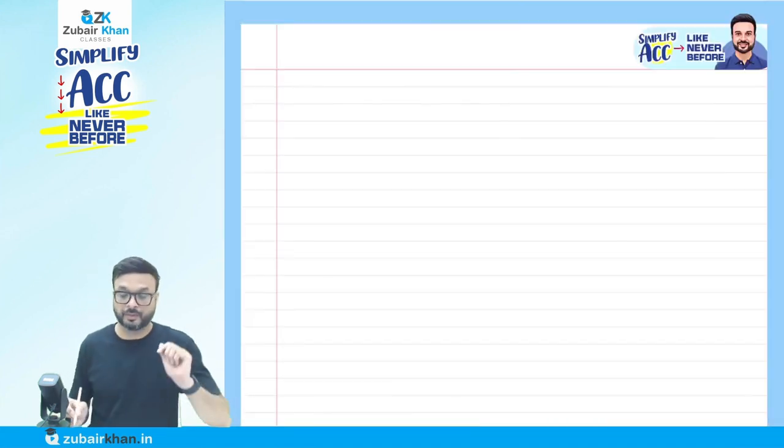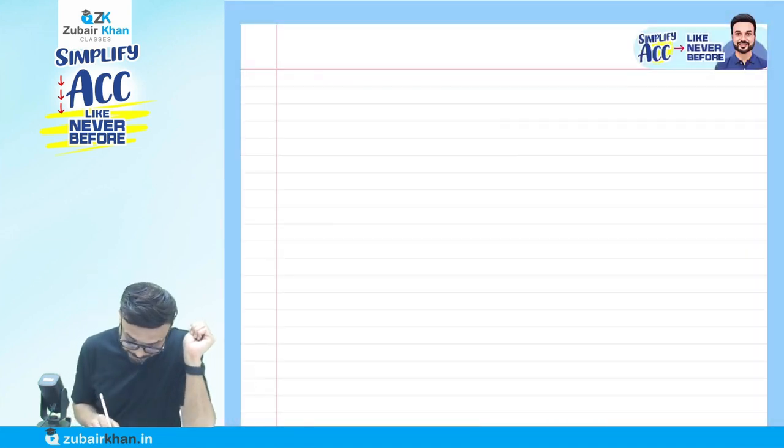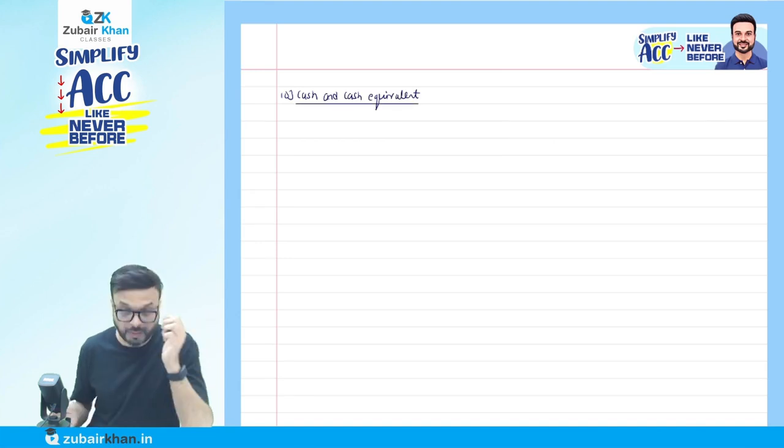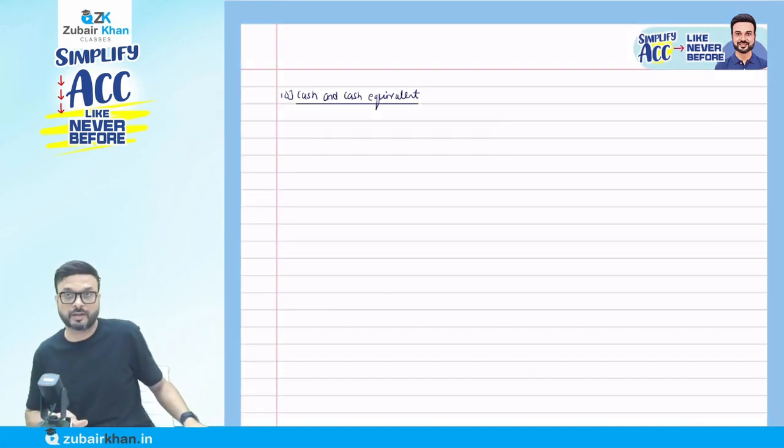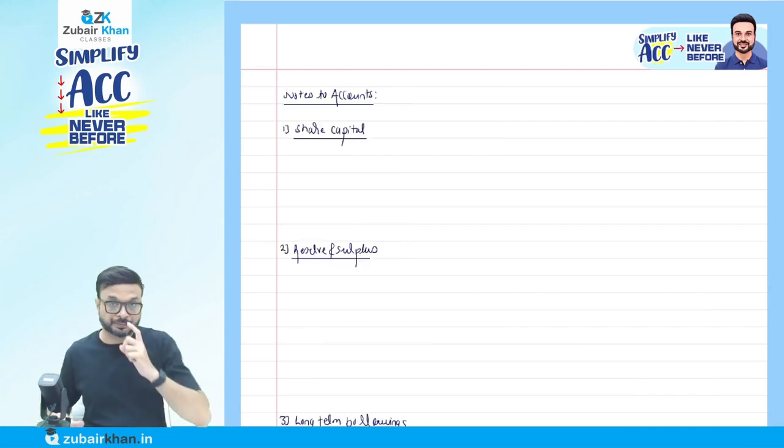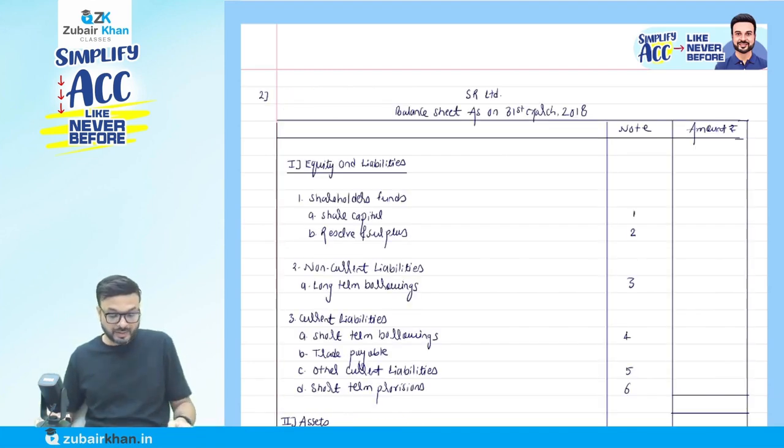Now write the 10th one. Now 10, cash and cash equivalent. Okay, write down the cash and cash equivalent. Done. Okay, now you know the strategy of how to solve.